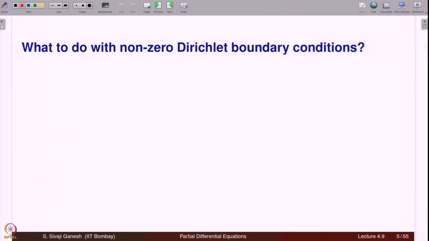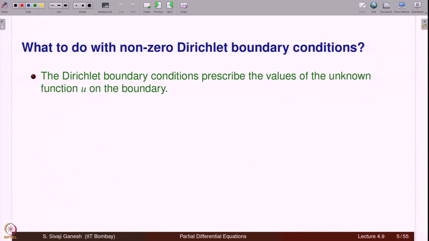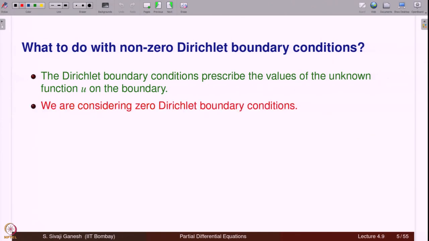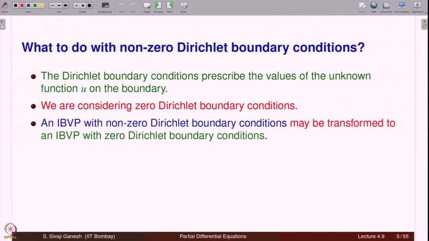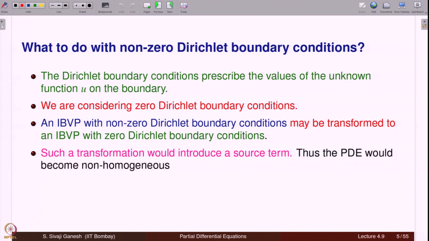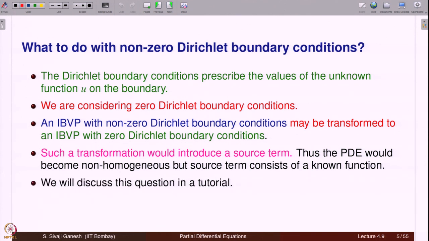So, what to do with non-zero Dirichlet boundary conditions? The Dirichlet boundary conditions prescribe the values of the unknown function on the boundary. We are considering zero Dirichlet boundary conditions. An IBVP with non-zero Dirichlet boundary conditions may be transformed to an IBVP with zero Dirichlet boundary conditions, but we may have to pay a cost: we will introduce a source term and also modify the initial displacement and velocity. So, the PDE would become non-homogeneous, but the source term of course consists of a known function. So, that is something good, and we will discuss this question in a tutorial. What is the question? How to transform a problem with non-zero Dirichlet boundary conditions to a problem with zero Dirichlet boundary conditions.